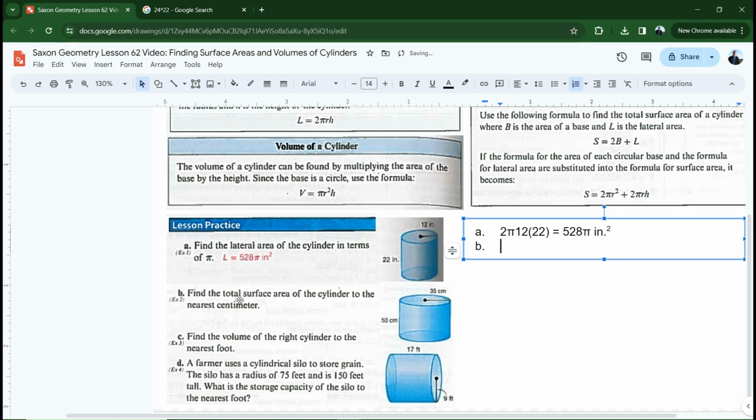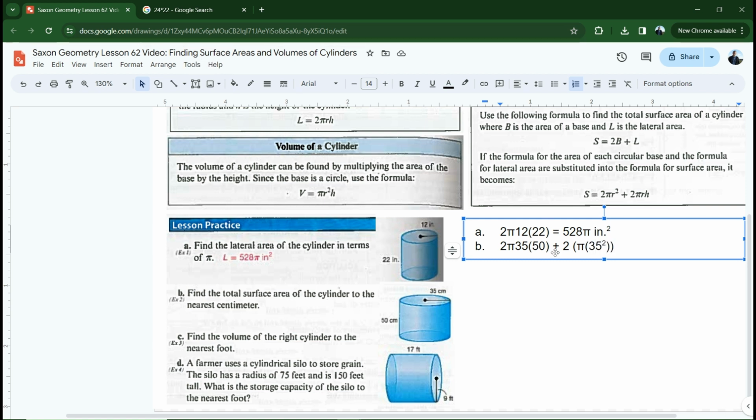All right, B, find the total surface area of the cylinder. Now, surface area includes the lateral area and the bases. So I'm going to have to do the same thing, 2 pi times the radius times the height, okay? That gives me the lateral surface area. And then I need to add in the surface area of the two bases. So 2 times the area of one base, which is pi r squared. So I'm going to do pi times 35 squared.